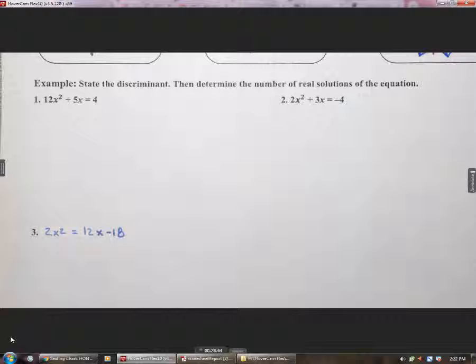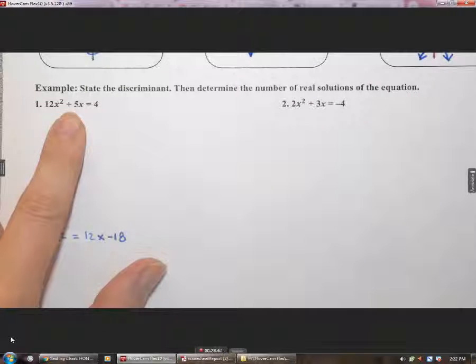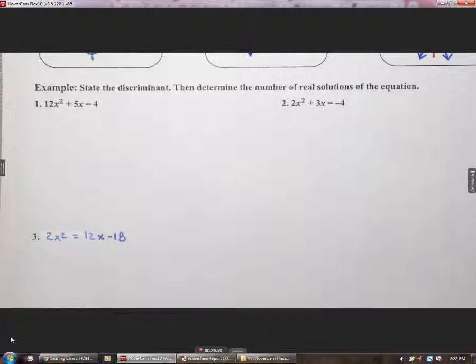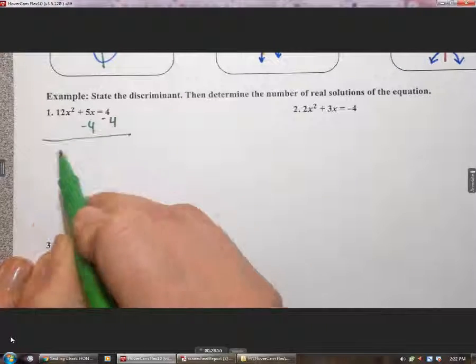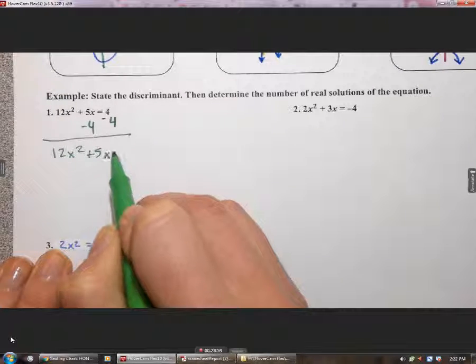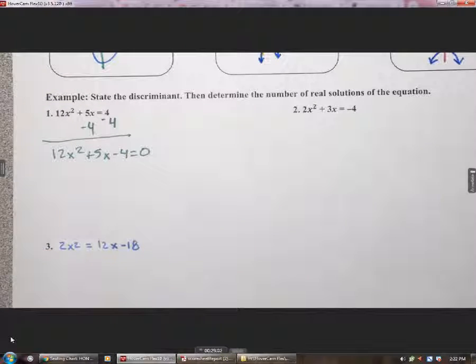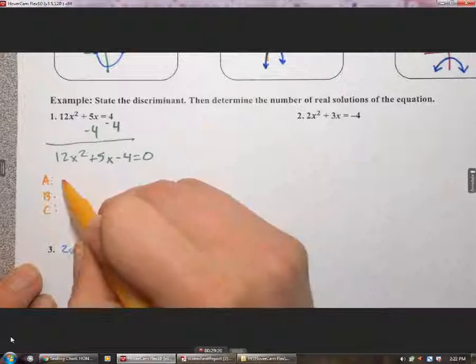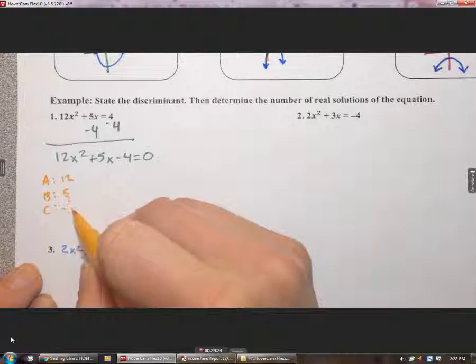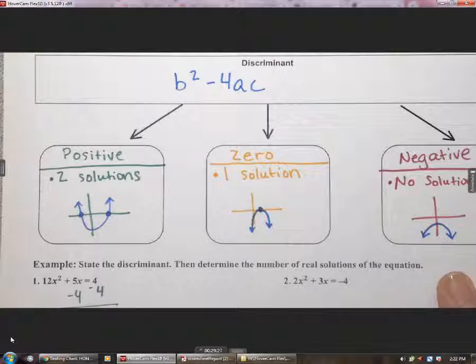State the discriminant, then find the number of real solutions. So here's our first example. What do I need to do first? Subtract 4. So 12x² plus 5x minus 4 equals 0. This time we're only finding the discriminant, not the whole quadratic formula. You still need A, B, and C. So what's A? B is? C is? Good. So what's the equation of the discriminant?